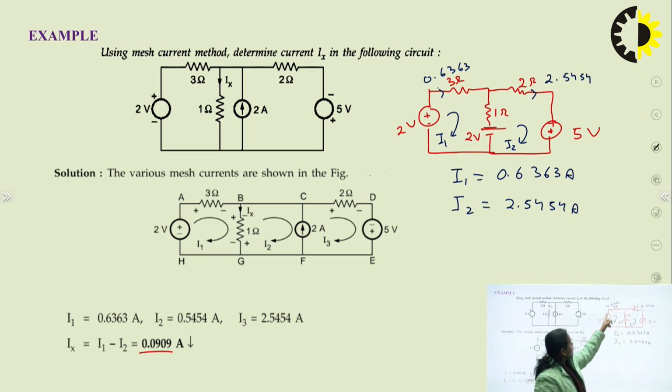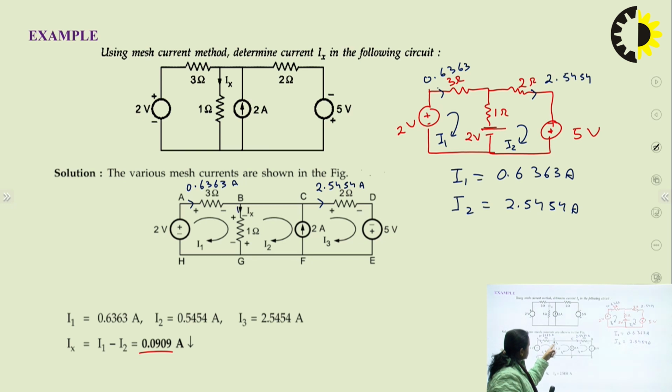And now I know the current flowing in this 3 ohm. So what is the current flowing in this 3 ohm? This is equal to 0.6363, right? And I know the current flowing in this 2 ohm. So what is the value of current flowing in this 2 ohm? This will be 2.5454 ampere, right?